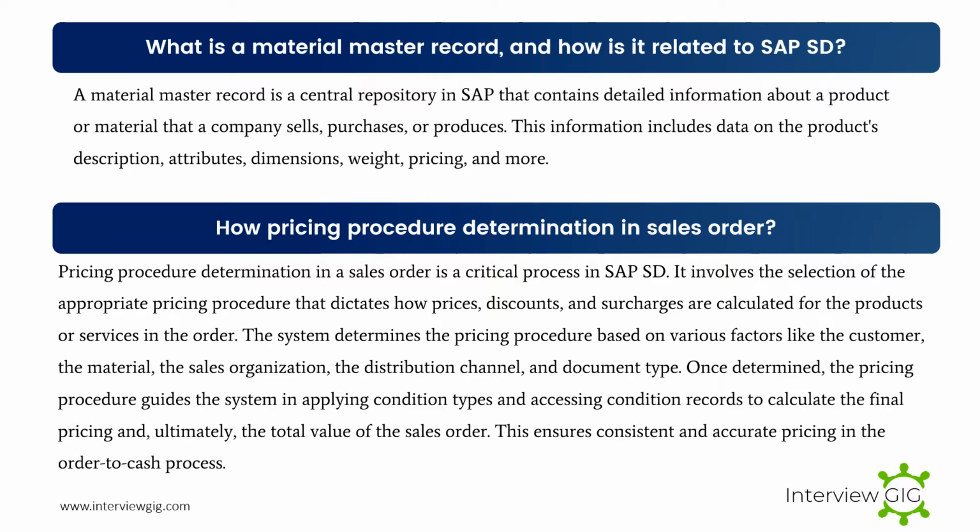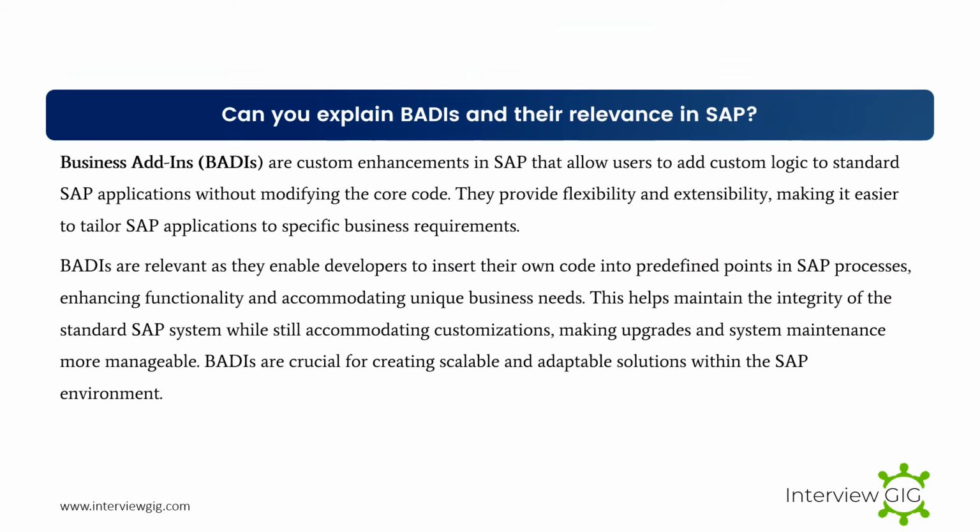How is pricing procedure determined in a sales order? Pricing procedure determination in a sales order is a critical process in SAP SD. It involves the selection of the appropriate pricing procedure that dictates how prices, discounts, and surcharges are calculated for the products or services in the order. The system determines the pricing procedure based on various factors like the customer, the material, the sales organization, the distribution channel, and document type.